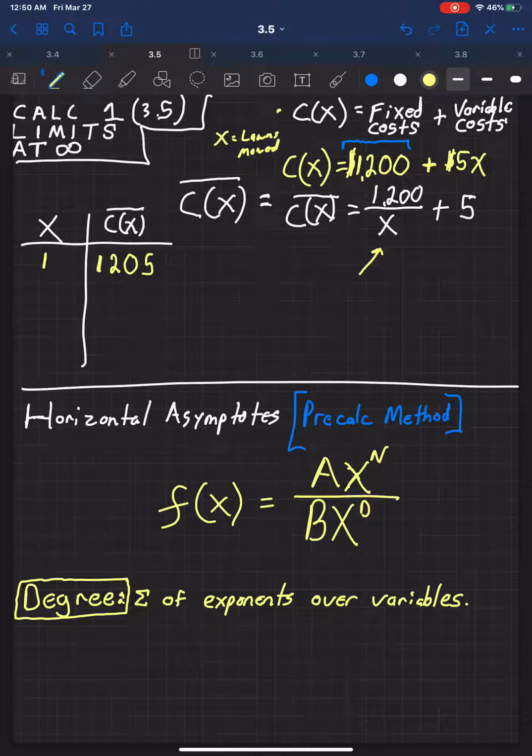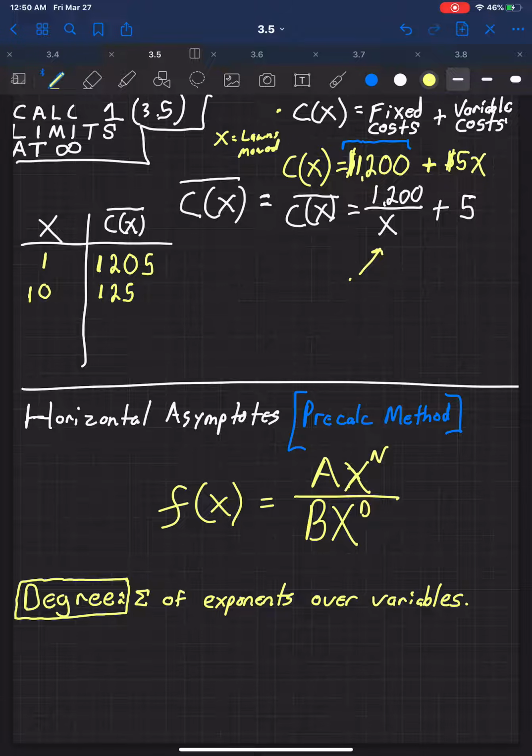But now let's start to increase the amount of lawns that you're mowing, right? So now you went out and you mowed 10 lawns. So now you're plugging 10 into your cost function. Well, in that case, you would have an average cost of $125 per lawn.